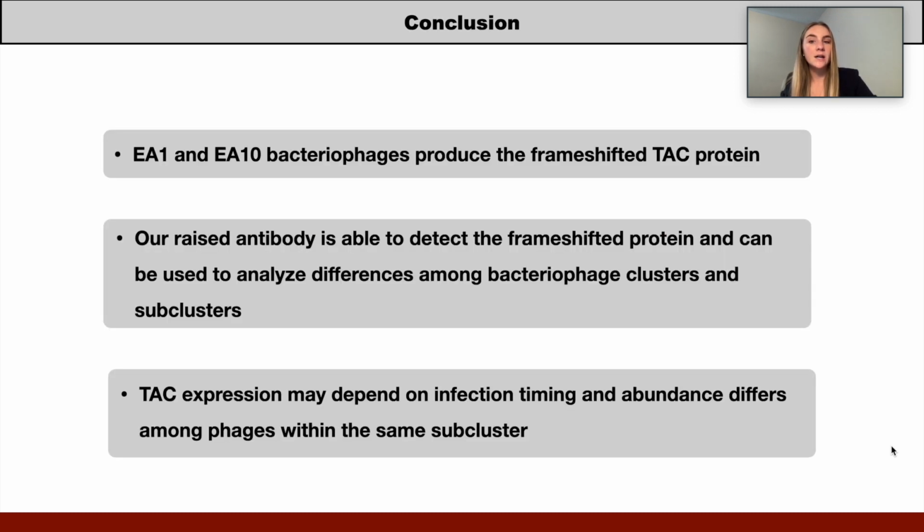So in conclusion, EA1 and EA10 bacteriophages produce the frameshifted tail assembly chaperone protein. Secondly, our raised antibody is able to detect the frameshifted protein and can be used to analyze differences among bacteriophage clusters and subclusters. And thirdly, tail assembly chaperone expression may depend on infection timing, and abundance differs among phages within the same subcluster.